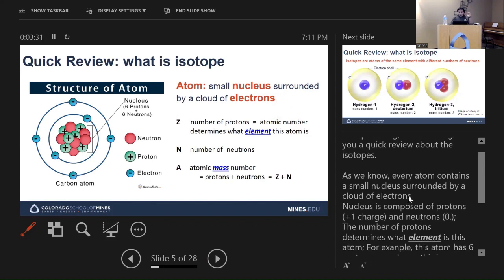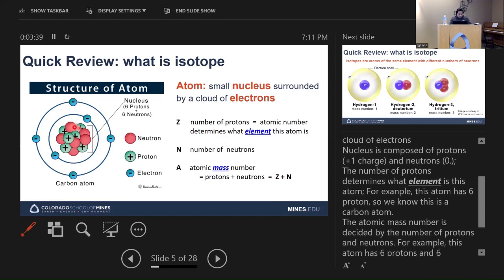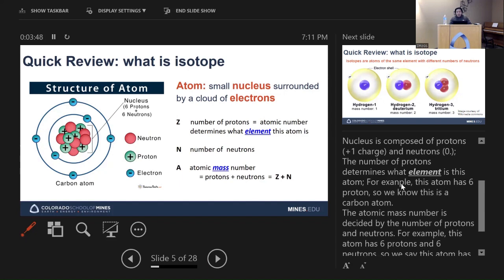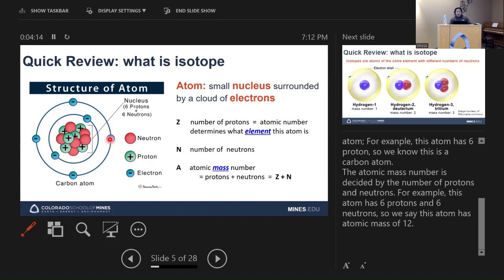As we know, every atom contains a small nucleus surrounded by a cloud of electrons. The nucleus is composed of protons and neutrons, and the number of protons determines what element the atom is. For example, this atom has 6 protons, so we know this is a carbon atom. The atomic mass number is decided by the number of neutrons plus the number of protons. For this atom, we have 6 protons and 6 neutrons, so it has an atomic mass of 12. So this is carbon 12.